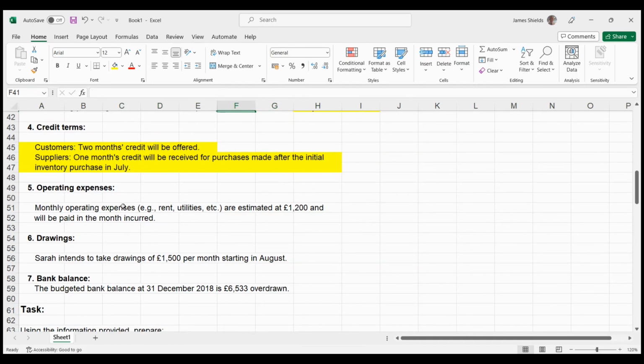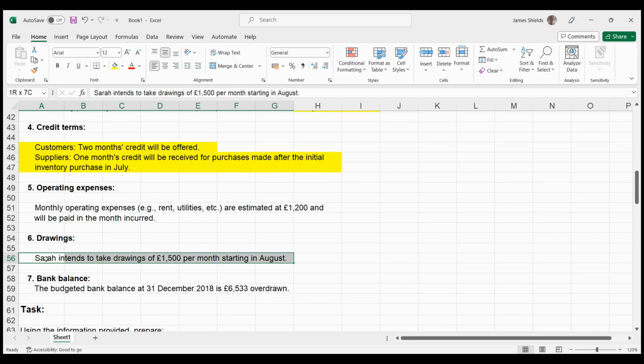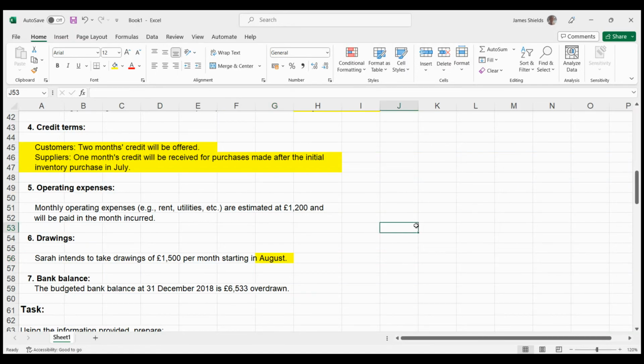Operating expenses. Monthly operating expenses, for example, rent, utilities, etc., are estimated at £1,200 and will be paid in the month incurred. So that's basically £1,200 per month. So we'll come back to that again later on. Drawings, so that's what the owner takes out of the business for their own personal use. Sarah intends to take drawings of £1,500 per month starting in August. Now, when it says in August there, that's important again. So we'll see that in a few moments.